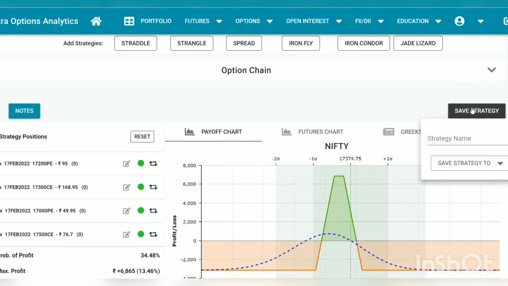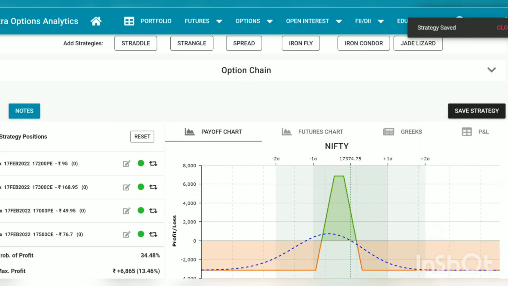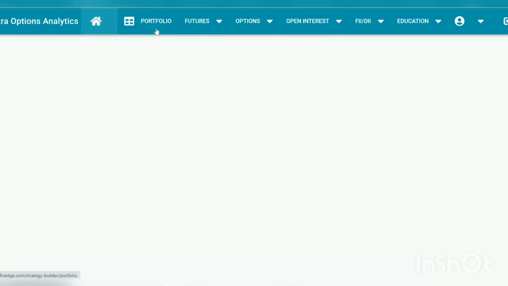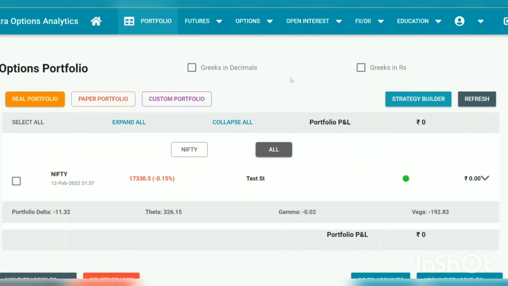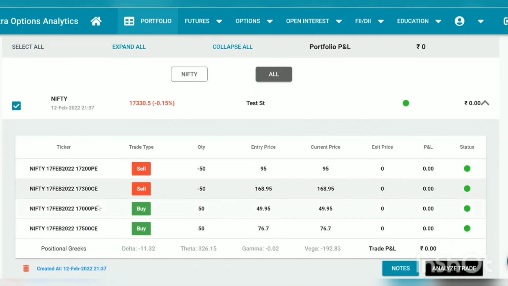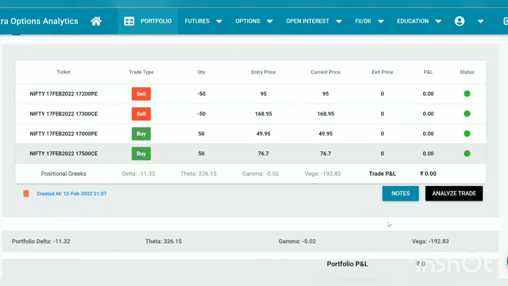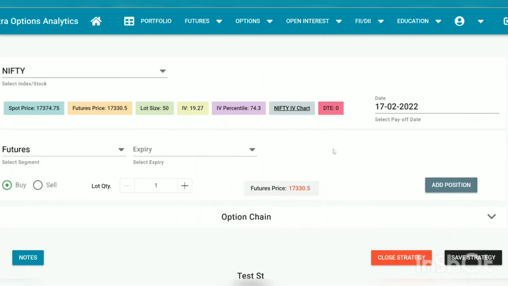Okay, so if you want to do paper trading and you don't want to actually enter the market, and you want to try your hands first and only then enter, then you can save this strategy. So, test strategy. Okay, I will save it. So this particular strategy is saved, and where to look for it now? I will go to portfolio. In this portfolio I can see this strategy. If I see over here, these are the options that I took, and if I want to analyze, I will click here and I will see.